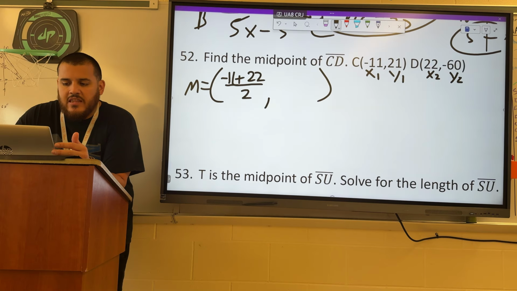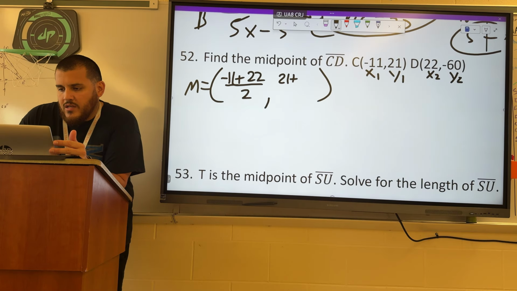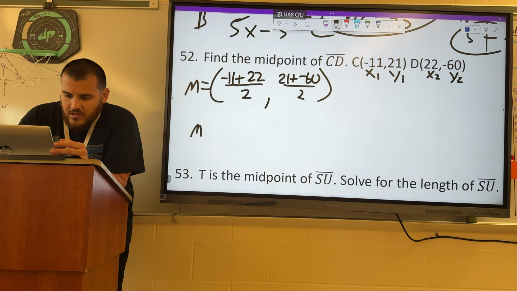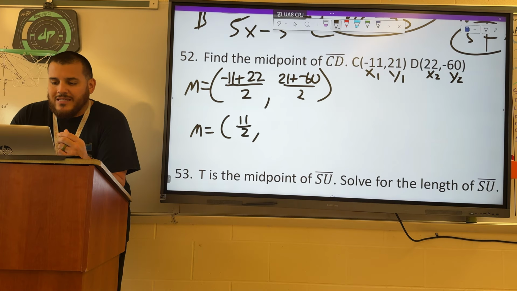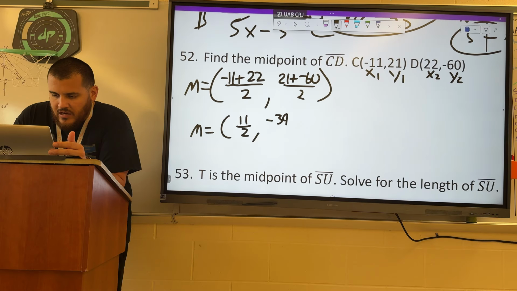So we're essentially just getting the average of our coordinates here. We do the same thing with the y's: y1 plus y2 divided by 2. And then we do that calculation there on our numerator. Negative 11 plus positive 22 is positive 11. 21 plus negative 60 would be negative 39.